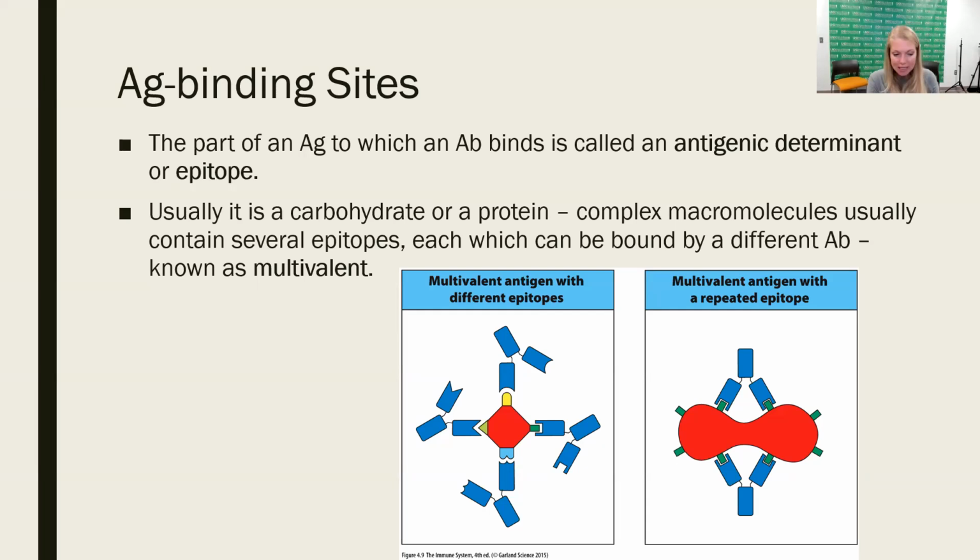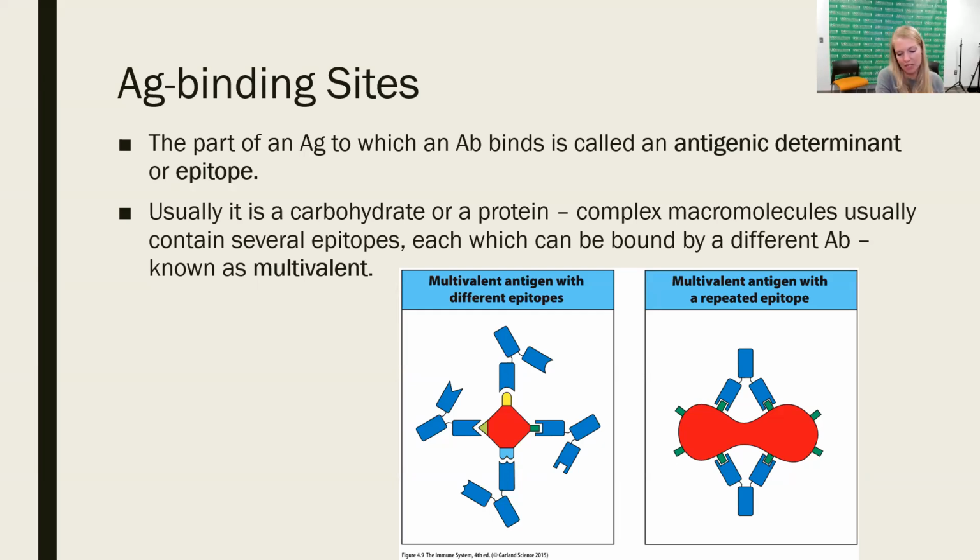Now, when we're talking about antibodies, usually it's going to be either a carbohydrate or a protein that's recognized. There are exceptions where other macromolecules can be recognized by antibodies or by immunoglobulin, but largely we're talking about carbohydrates and proteins. These are very complex molecules that will have several different epitopes. So any one antigen could have multiple epitopes, and therefore can be bound by a variety of different antibodies, because they're all going to have their own specificity. And so we would call this a multivalent antigen.